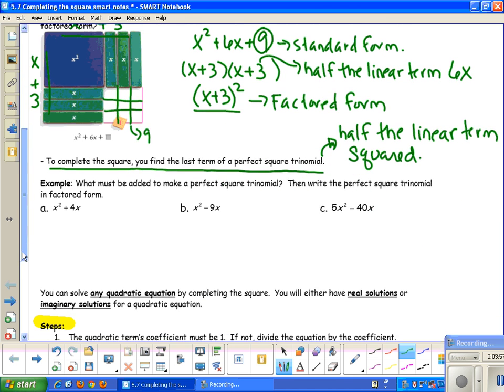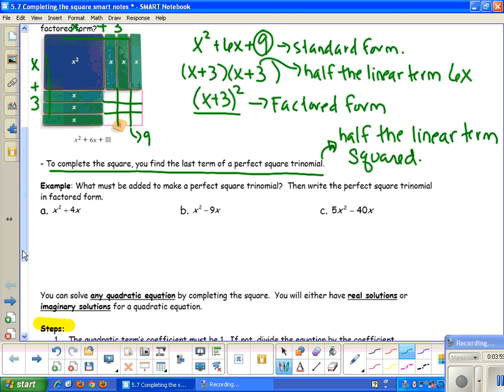Now for these next examples, it says, what must be added to make a perfect square trinomial? Then write the perfect square trinomial in factored form. If we look here, we have x squared plus 4x. Using our logic from the last one, I want half my linear term squared. So what's my linear term? The 4x. I'm going to do this off to the side. I have 4x, and I want half of that, so divide it by 2 or multiply it by half.